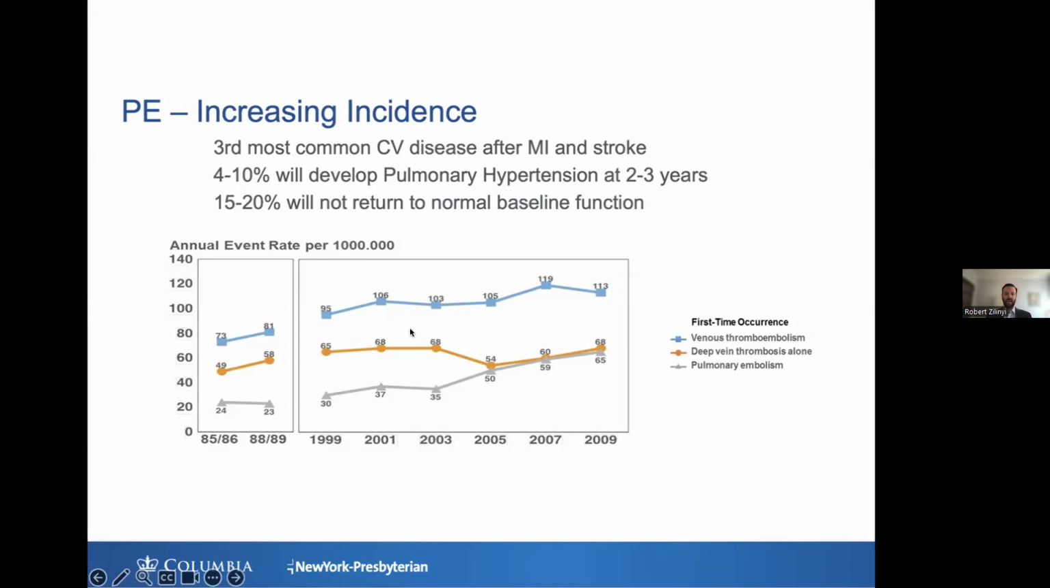We see on this graph here over time, we have VTE, DVT, and PE are all increasing over the years. This is in part due to an aging population and our ability to treat certain conditions that otherwise may have led to mortality in the past, but predispose patients to venous thromboembolic events.